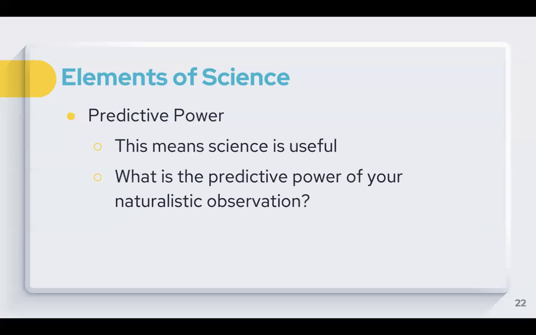Predictive power is another element of science. This means that scientific results are useful. There's a predictive power to them. And so if I said, every time I make this cake, people like it, it's a good cake, I could say that this cake then will make people happy, of course, right? That's the predictive power of my cake, I guess. What's the predictive power of your naturalistic observation? That's something to think about. When you figure out what that observation will be, you can think, okay, what is the predictive power of what I just observed? And again, we're going to talk about that at the end of this video.